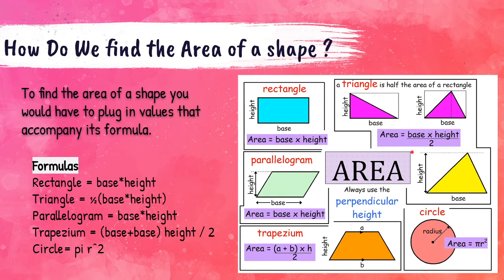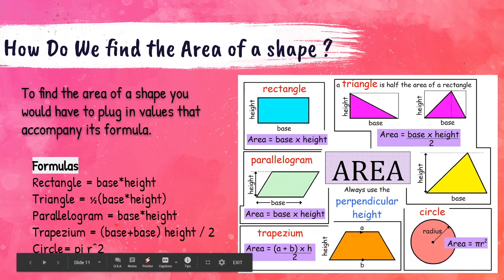So why do we divide by 2? We divide by 2 because 2 triangles make one rectangle or square. That's why we divide by 2, because technically a triangle is half of a rectangle or a square. Okay, let's move on. Parallelogram, just base times height, same formula as a rectangle.